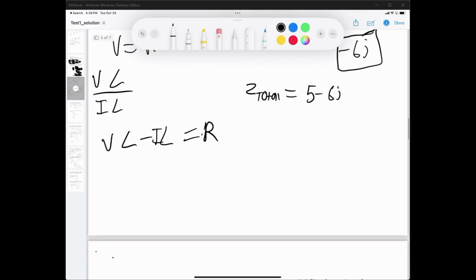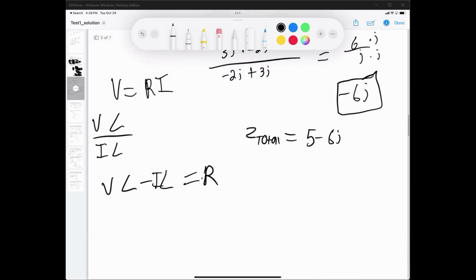And the power factor is going to be the cosine of the phase angle of the voltage minus the phase angle of the current, or the phase angle of the impedance. So to find the phase angle of this impedance, we'll take negative 6, the imaginary, divided by the real, and take the inverse tangent of that. And that's how you get the phase angle of any complex rectangular form number.